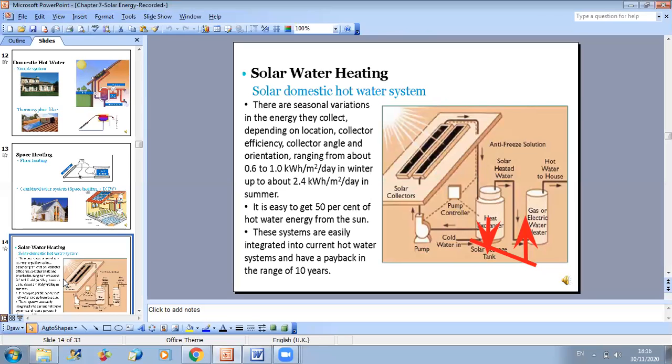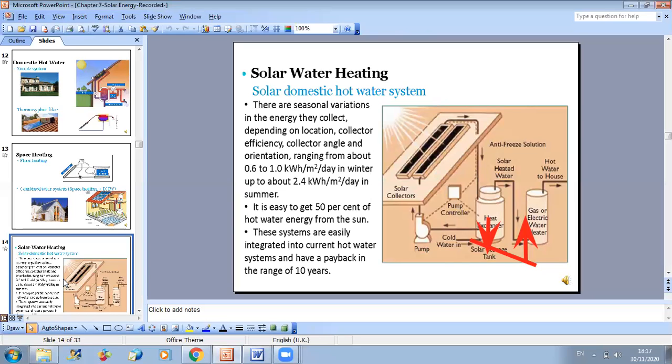Now, the energy can range from 0.6 to 1 kilowatt hour per meter square per day in winter, and to about 2.4 kilowatt hour per meter square per day in summer. Of course, in summer, the energy will be higher. Now, it is easy to get nearly 50% of hot water energy from the sun. So as you can see, the solar energy will provide a high proportion of the energy needed by your house. This is why solar energy is widely used in the world, especially for domestic hot water applications.